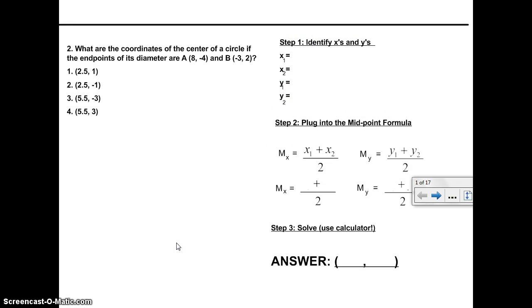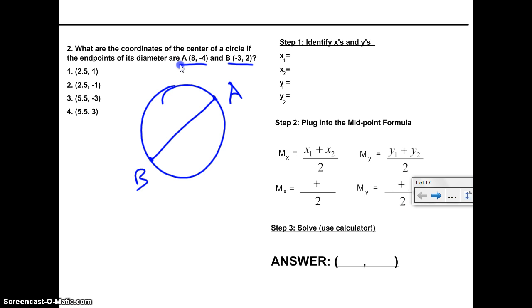And so this next problem says, what are the coordinates of the center of the circle if our endpoints are 8, -4, and -3, 2? Well, it might sound complicated, but really if we draw our circle, and like B is here, A is there, and here's our diameter, they're asking you to find the coordinates for the center. Well, you know what? That sounds a lot like, to me, a midpoint question.